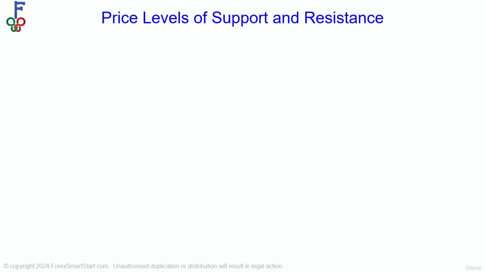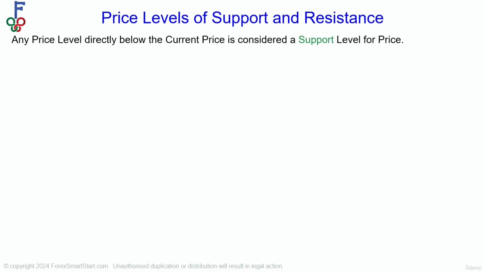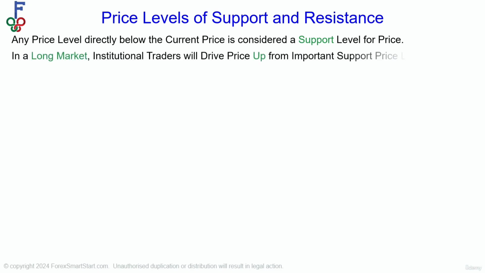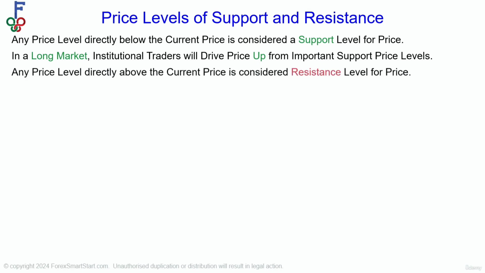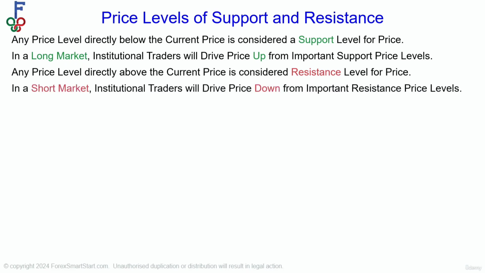Price levels of support and resistance. Any price level directly below the current price is considered a support level for price. In a long market, institutional traders would drive price up from important support price levels. Any price level directly above current price is considered a resistance level for price. In a short market, institutional traders will drive price down from important resistance price levels.